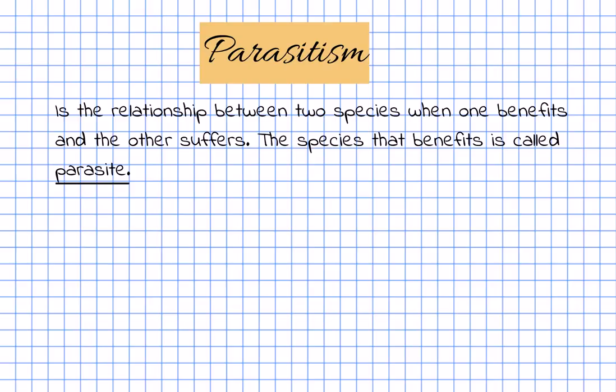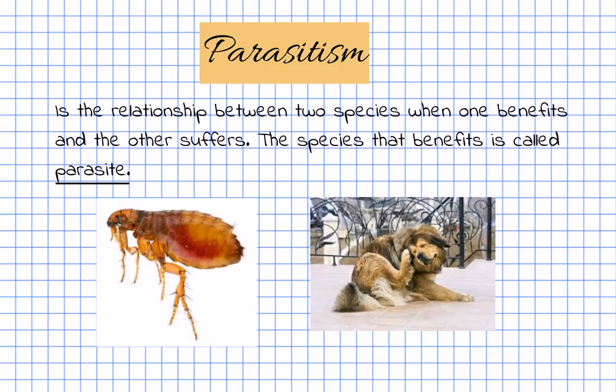Parasitism is a relationship between two species when one benefits and the other suffers. The species that benefits is called parasite. And as an example, here you have a very annoying or irritating parasite, fleas. Fleas live on the skin of dogs and suck their blood.